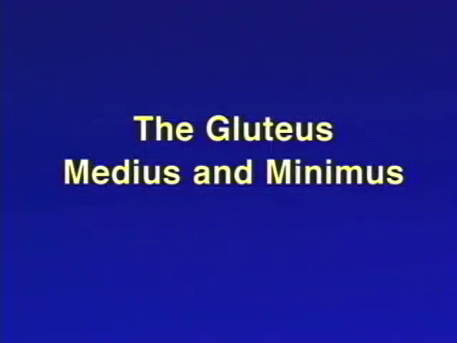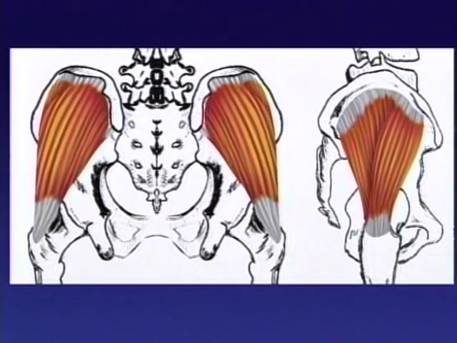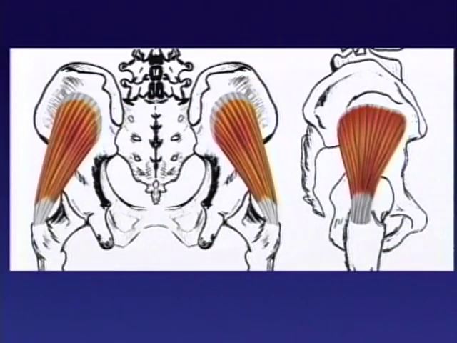Now we're ready to discuss the gluteus medius and minimus. The gluteus medius originates on the outer surface of the ilium just below the crest. It inserts in the posterior and middle surfaces of the greater trochanter of the femur. The gluteus minimus originates on the outer surface of the ilium below the origin of the gluteus medius. It inserts in the anterior surface of the greater trochanter of the femur.